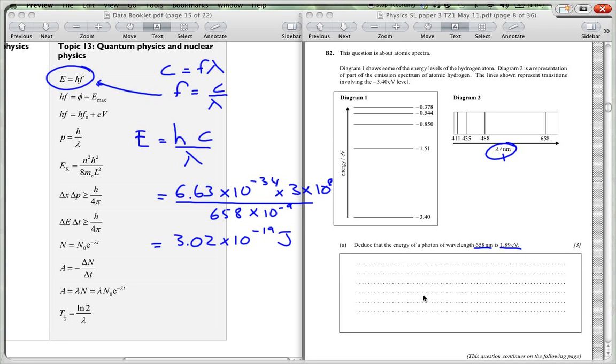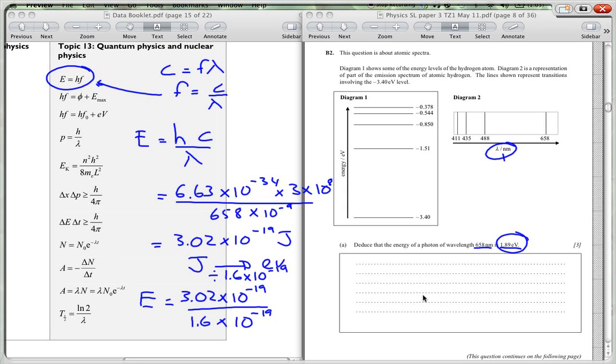Now, we want ours in eV, so to convert joules into eV, I must divide by 1.6 times 10 to the negative 19. So my energy in eV would be 3.02 times 10 to the negative 19 divided by 1.6 times 10 to the negative 19. And when I calculate that, I get 1.89 eV.